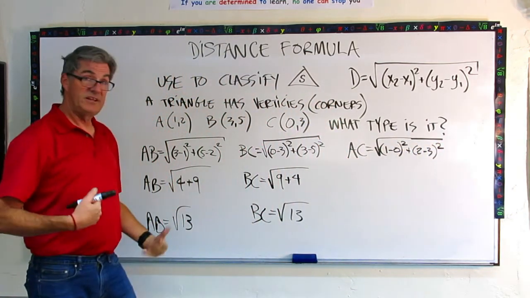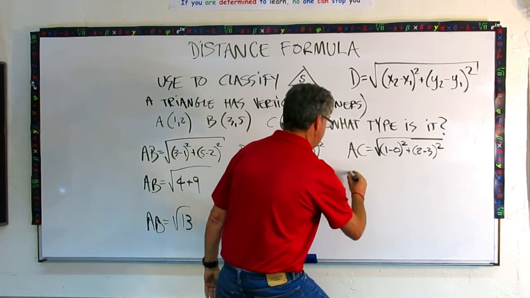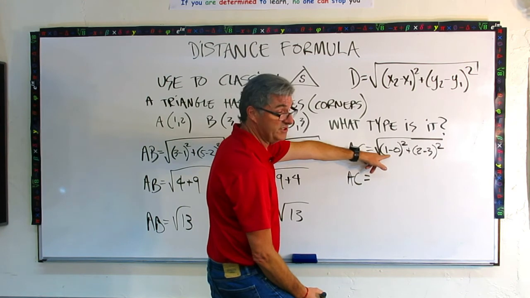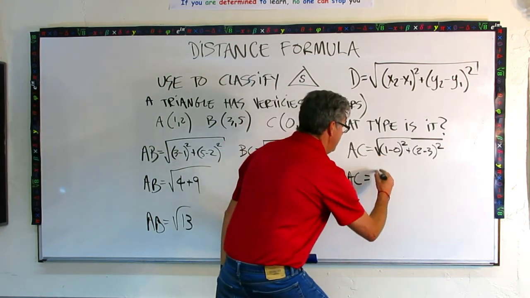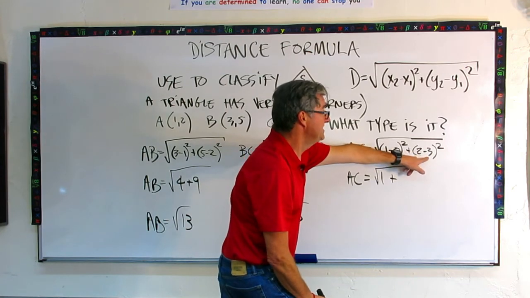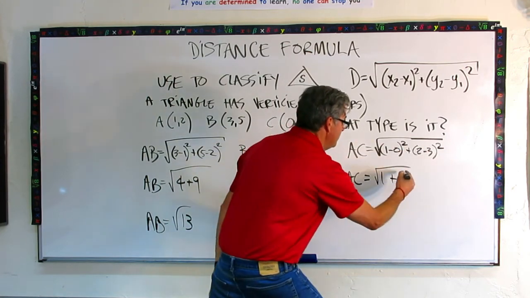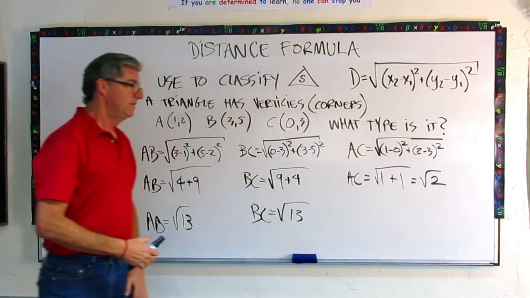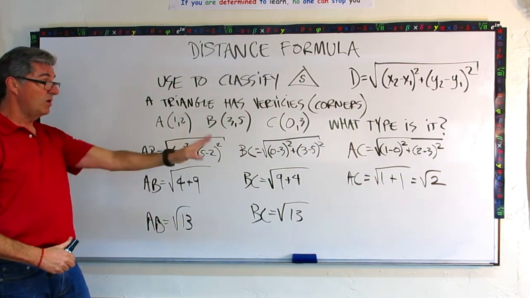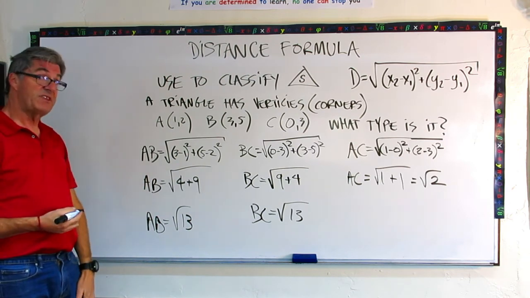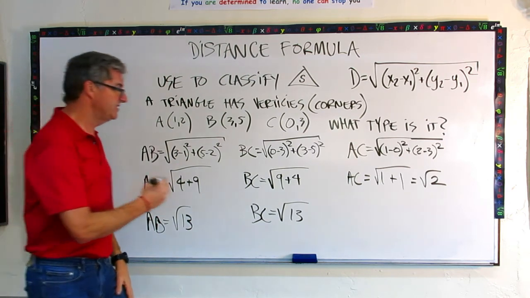Okay, so now let's chug through that calculation. AC, so 1 minus 0 is still just 1. 1 squared is 1. So this is going to be 1 plus 2 minus 3 is negative 1, squared is still 1. So this side is the square root of 2. So I have 2 equal sides and 1 side that's different. So think back to the types of triangles. Do you remember what that is? It's called isosceles.